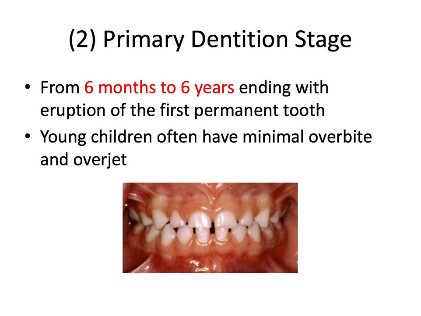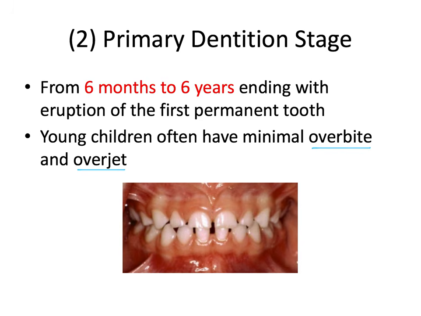The primary dentition stage is from 6 months to 6 years. So it's from the first primary tooth coming in to the first permanent tooth coming in. So young children in this stage often have a minimal overbite, minimal overjet, where these incisors overlap, and sometimes even an anterior edge-to-edge relationship. We'll talk more about those specific terms in the next video on diagnosis and treatment planning.